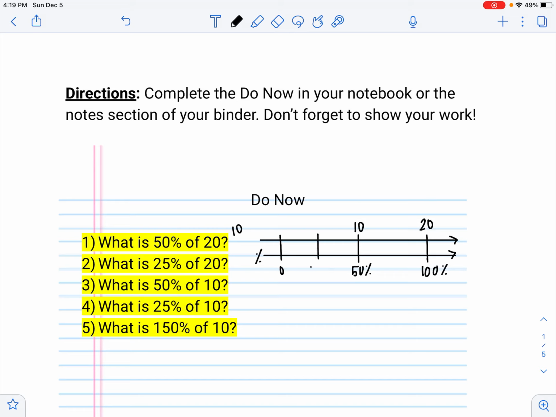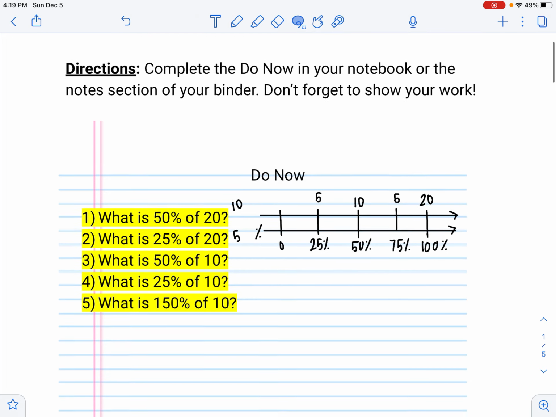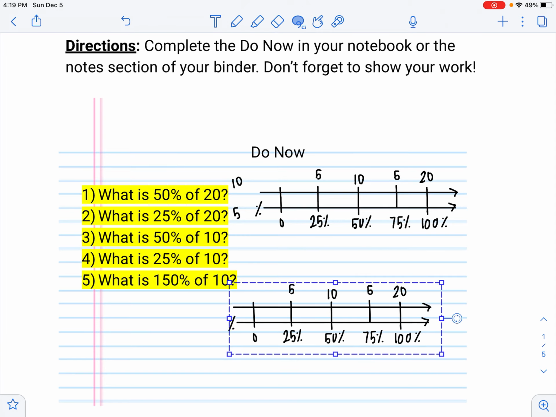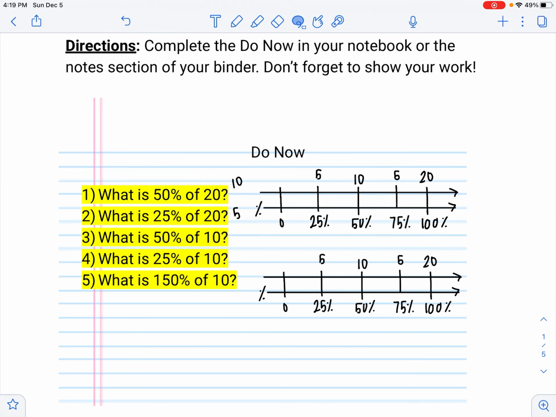If I split my double number line into 4 groups where I'm counting by 25%, I also need to split 20 into 4 groups. And so I know each 25% is equal to 5. And so 25% of 20 is 5. Now, I can recreate this number line to answer question 3, 4, and 5. I know that this time my 100% is 10 instead of 20 because it says what is 50% of 10, 25% of 10, and 150% of 10.